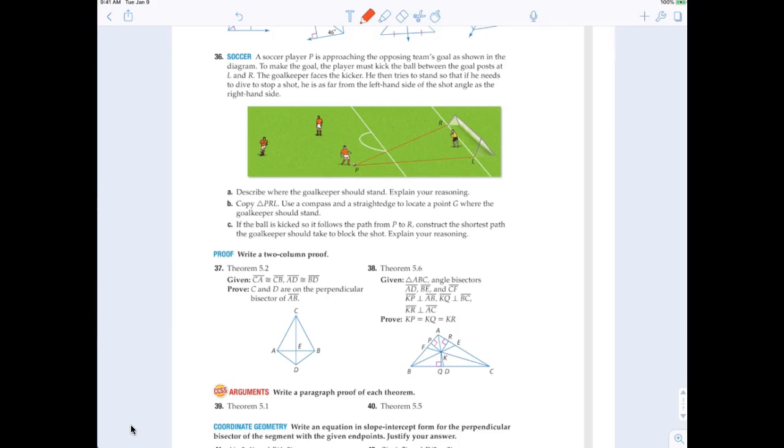So get in your mind now what a median is. A median is the segment drawn from a vertex to the midpoint of the other side of the triangle. Does everybody hear what I just said? And if you draw all three medians, they will intersect at a single point. That point is called the what? The centroid.